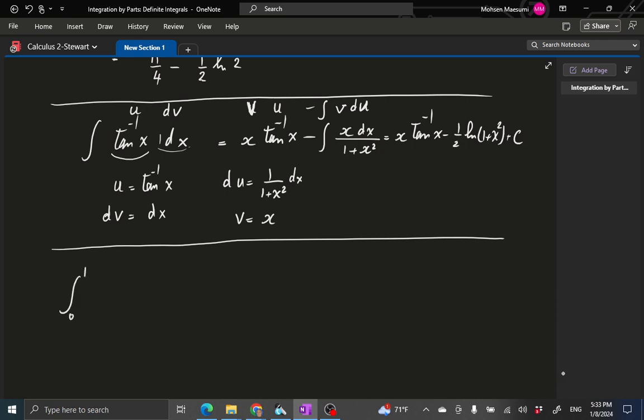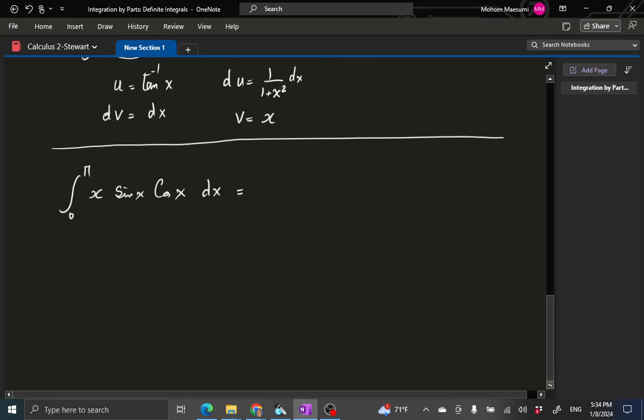For example, the integral from 0 to pi of x times sine of x times cosine of x dx. So we have a mixture of sine and cosine in this problem. If you want to allocate some of these functions here to f of x and the remainder to g prime of x, many choices come to our view. You could use f to be x, or x times sine of x, or x times sine cosine, and some of them will lead you to the answer faster than others.